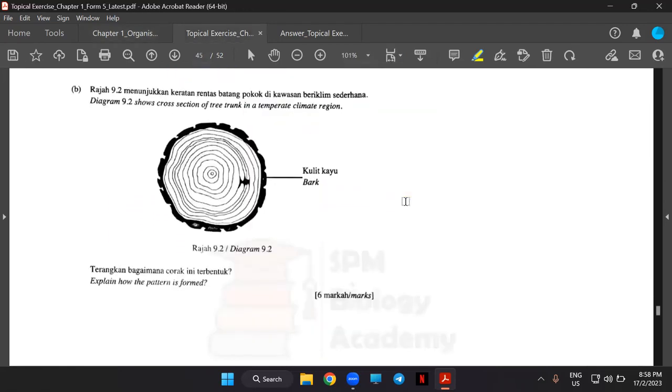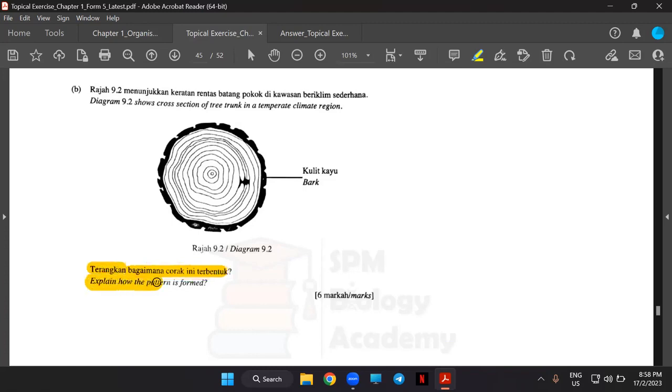Soalan seterusnya. Rajah 9.2 menunjukkan keratan rentas batang pokok di kawasan beriklim sederhana. Diagram 9.2 shows a cross-section of a tree trunk in a temperate climate region. Berapa umur pokok ni ya? 1, 2, 3, 4, 5, 6, 7, 8, 9, 10, 11, 12, 13. 13 years old. Okay. Terangkan bagaimana corak ini terbentuk.